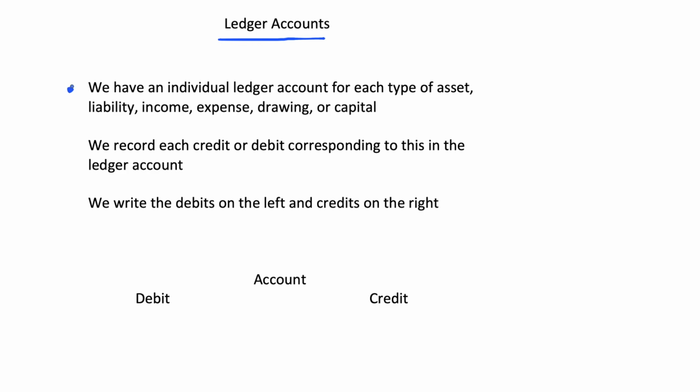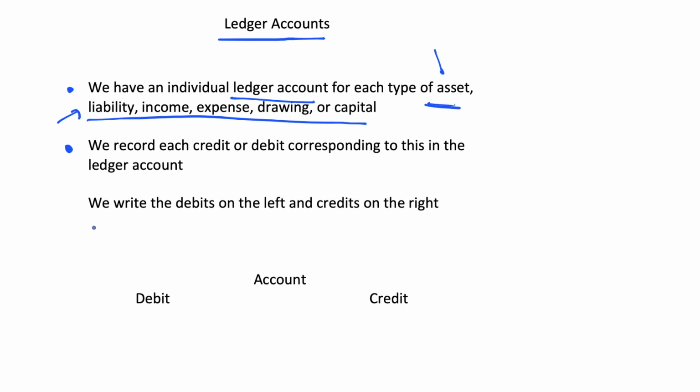So we will have what we call an individual ledger account for each type of asset or liability, income, expense, drawing, or capital. So everything we have in our balance sheet, we can create an individual ledger account for every single one of these, and this is effectively so that we can break things down, and then at the end of an accounting period we can collate all this information in order to establish what will go into our account. So the way we do this is we record each credit or debit corresponding to this specific type of, say, asset or liability in the individual ledger account.